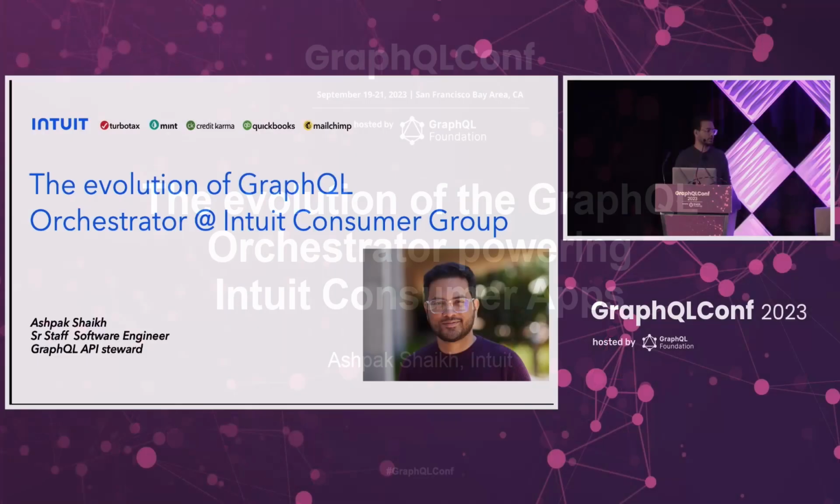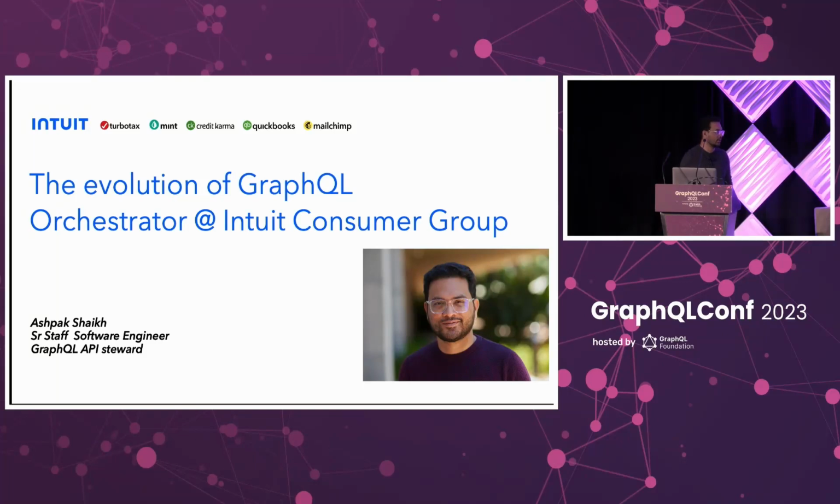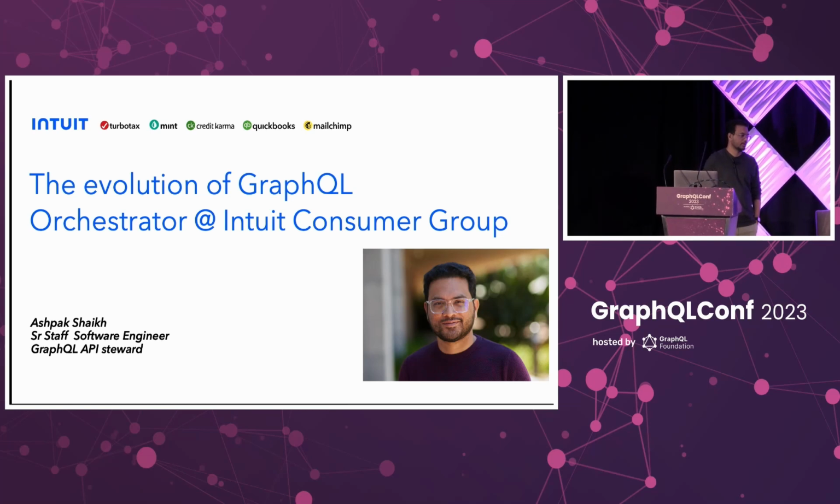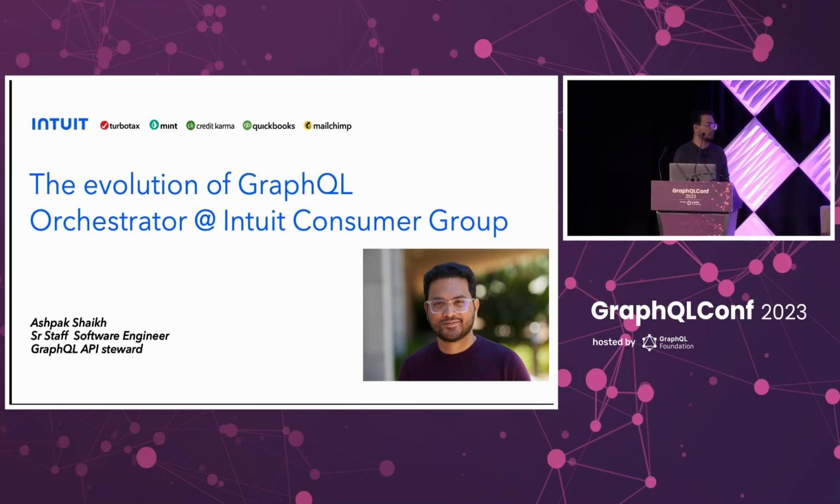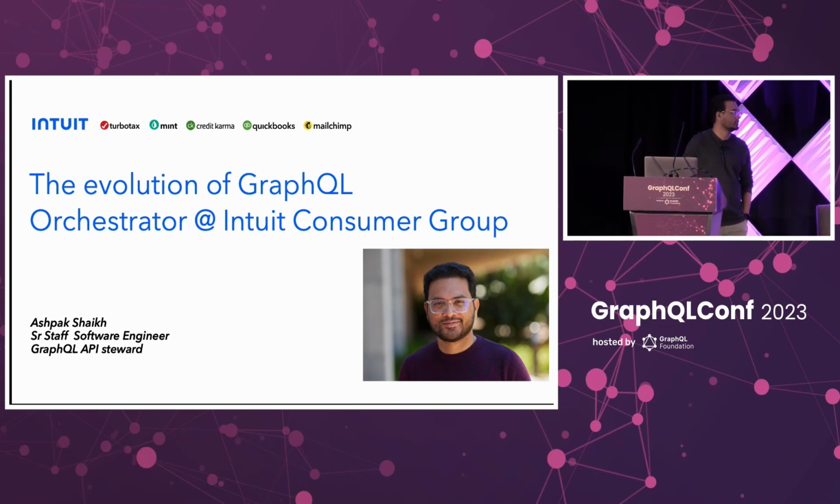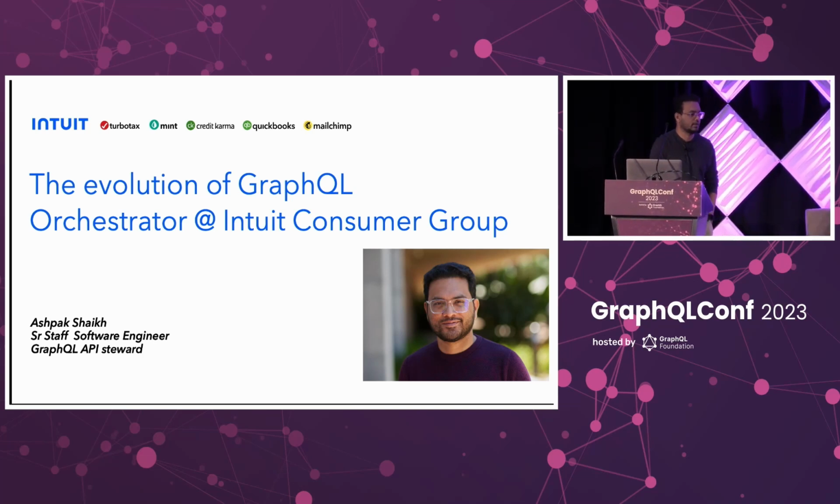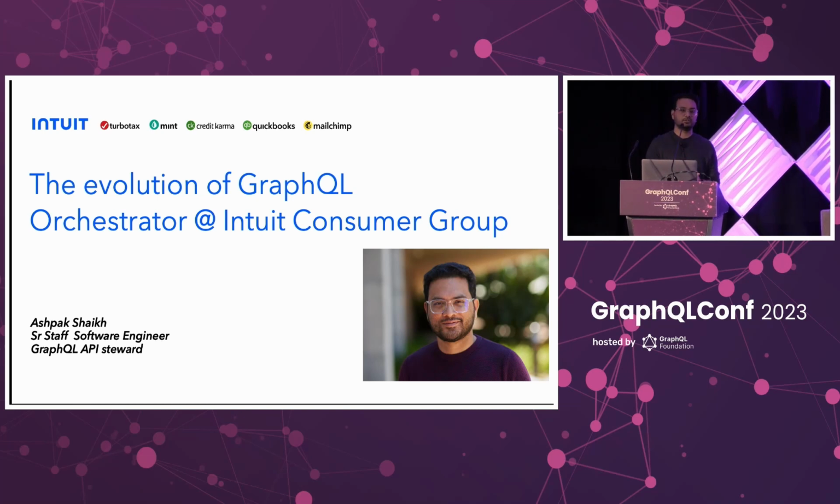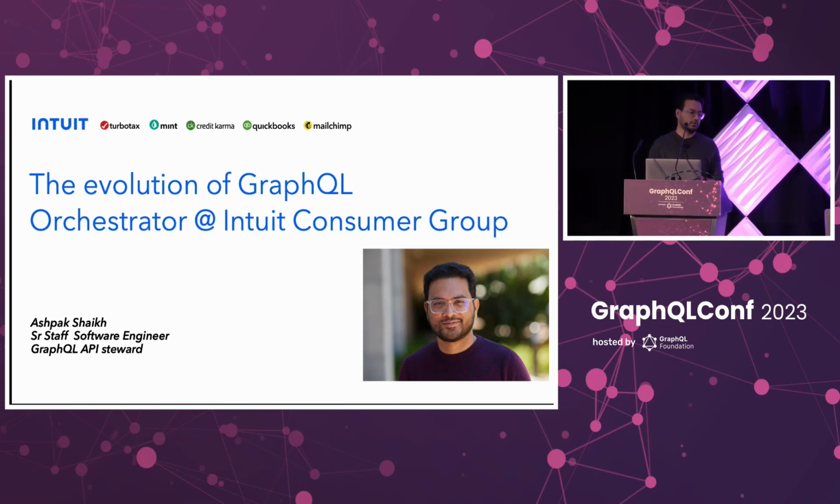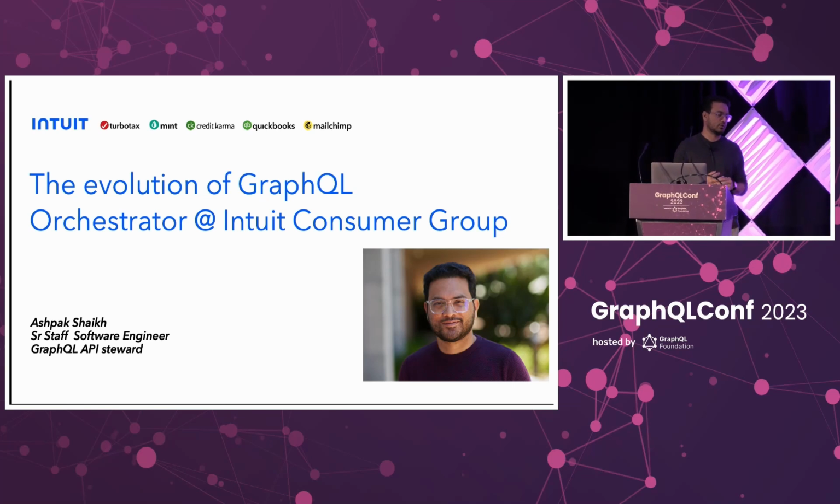My name is Ashpak Shaikh, and I'm a senior staff engineer and a GraphQL API steward at Intuit. I was born in Mumbai, India, and I came to the US for my master's. After my master's, I've been working at Intuit for about a decade now. For the past 5 years, I've been extensively working on GraphQL, mostly focusing on the backend side and the orchestration technologies.